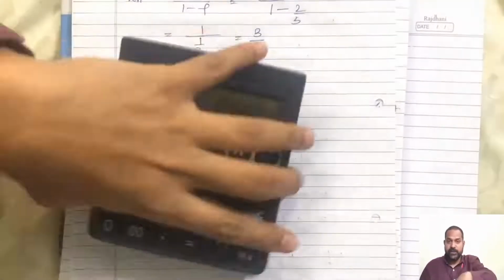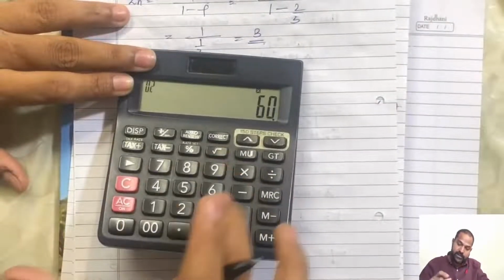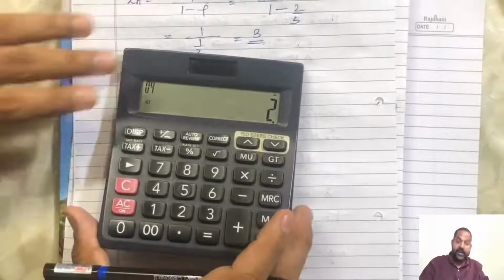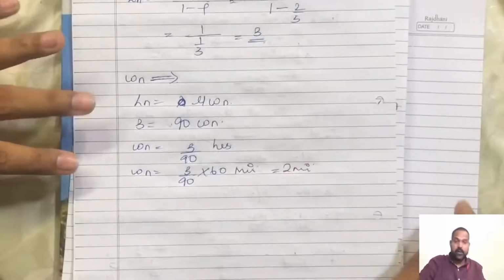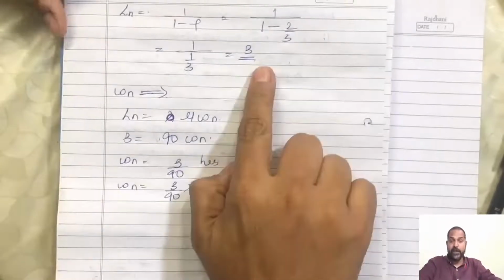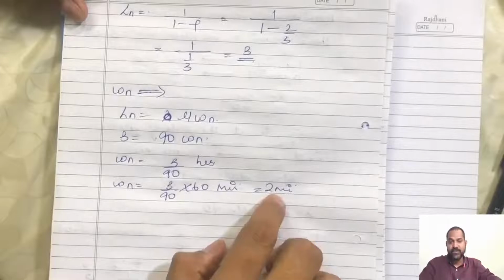Sorry, 3 into 60 upon 90 is going to be 3 into 60 divided by 90, and the answer is 2. So 2 minutes. So length of a non-empty queue is 3 and waiting of a person who waits is 2.